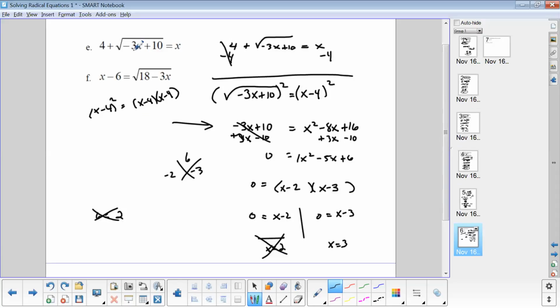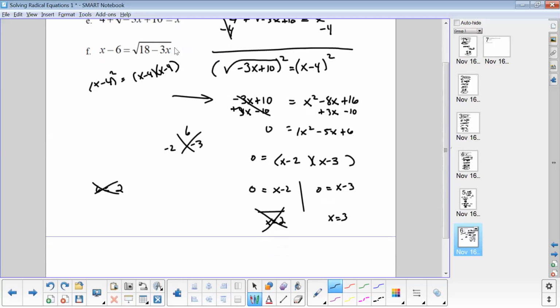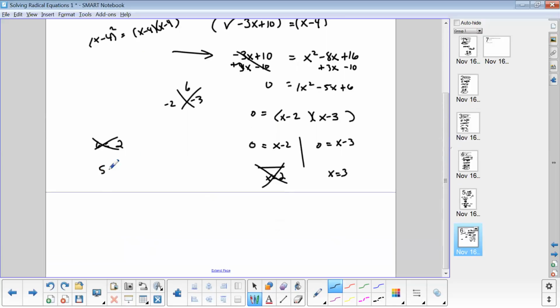Let's try 3. -3 times 3 would be -9. -9 plus 10 would be 1. And the square root of 1 plus 4 is 5. And we substituted 3 here. So that means 5 is equal to 3, and that's not correct. So there's no solution. Both of these are extraneous values.